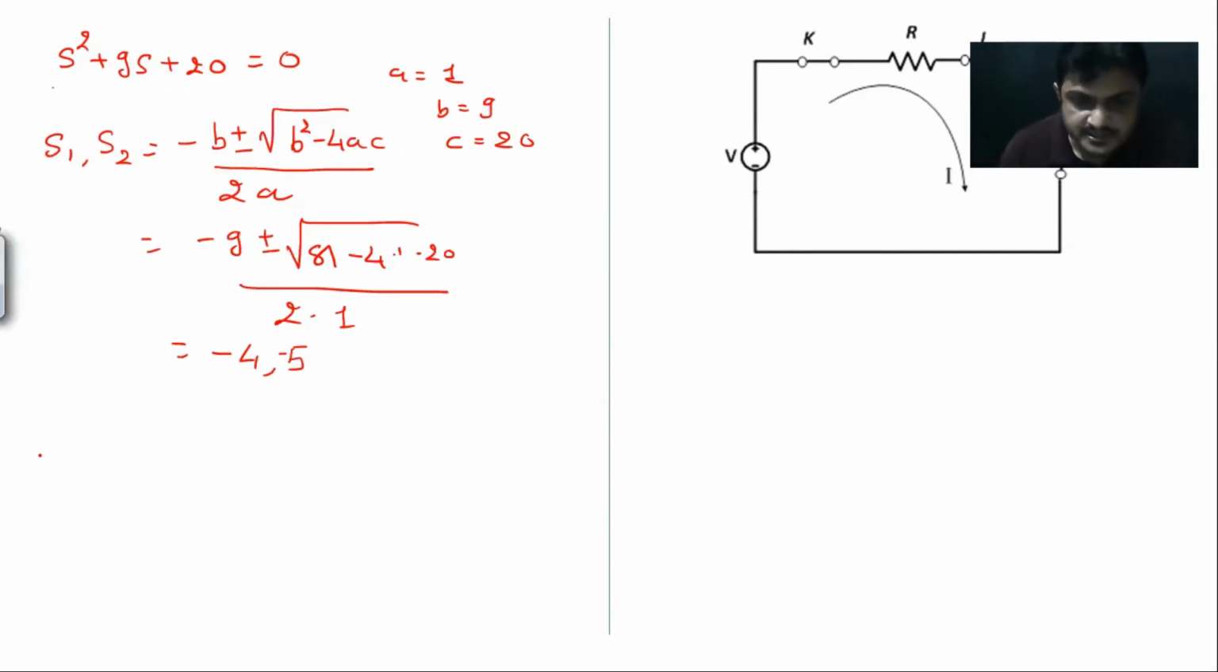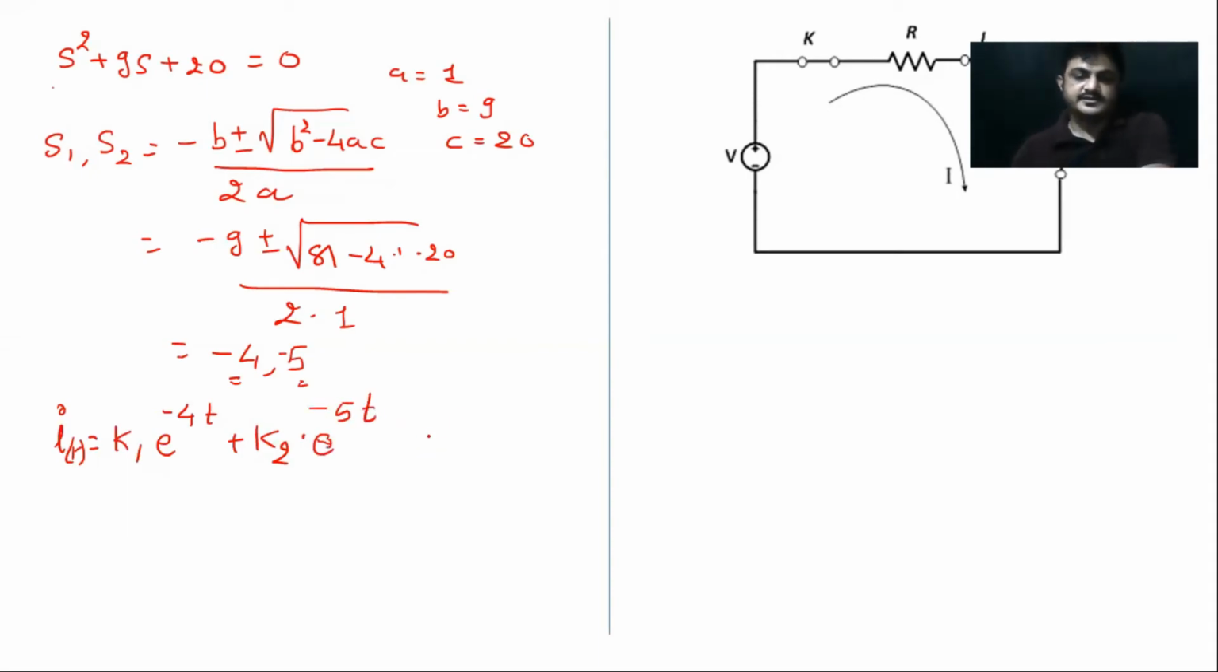So it means that my generalized solution, we have already discussed the generalized solution, let us say I of t is equal to k1 e raised to minus s1t. Let us consider this is your s1 and this is your s2. So I will get e raised to minus 4t plus k2 into e raised to minus 5t. This is my generalized solution. Let us mark it as equation number 1.